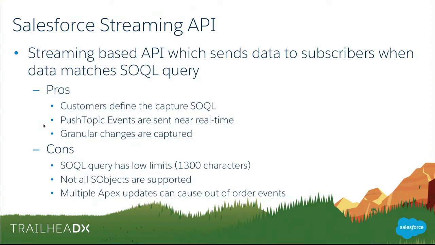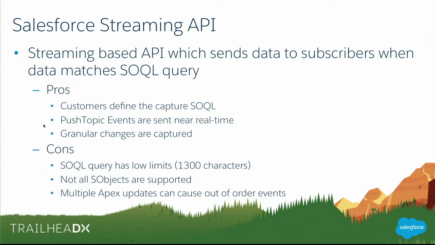We also have the streaming API. How many have heard of that? Great. So streaming API is the foundation of what we've built a lot of platform events and change data capture on top of. But the streaming API is essentially, you define a SOQL query, you say, anytime data matches this query, go ahead and send that data out to me. So you are in control of the definition, which makes it very useful. The push topic events themselves are sent near real time, which means when you make that change, you should get that change within a couple of seconds, which is great for capturing those granular changes.